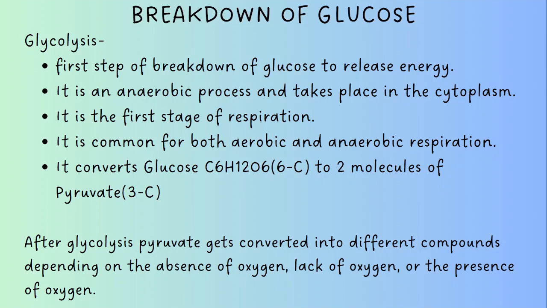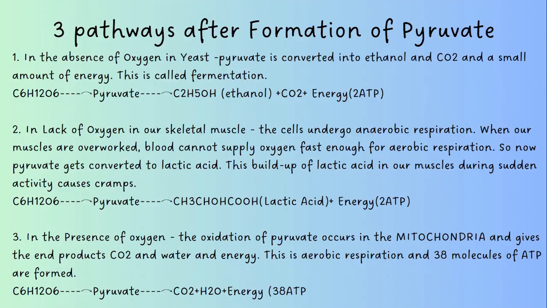After glycolysis, what happens? Pyruvate gets converted into different compounds depending on the absence or presence of oxygen, or sometimes a lack of oxygen. Let's say three pathways after formation of pyruvate. First is the absence of oxygen, which happens in yeast. In yeast, pyruvate is converted into ethanol and carbon dioxide, and a little bit of energy.